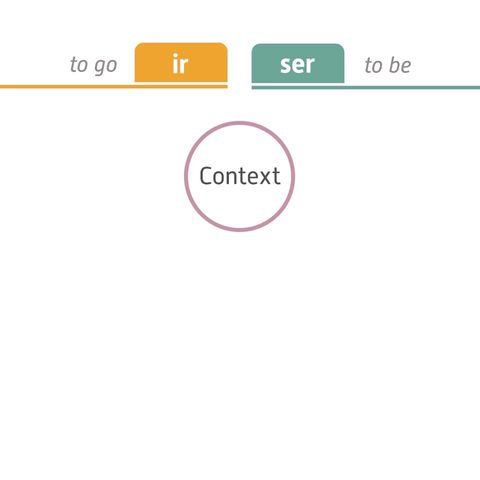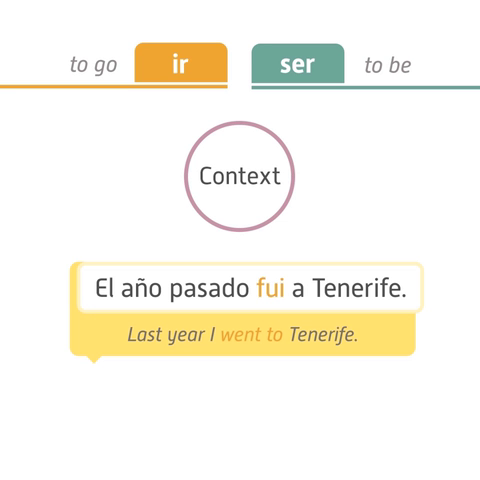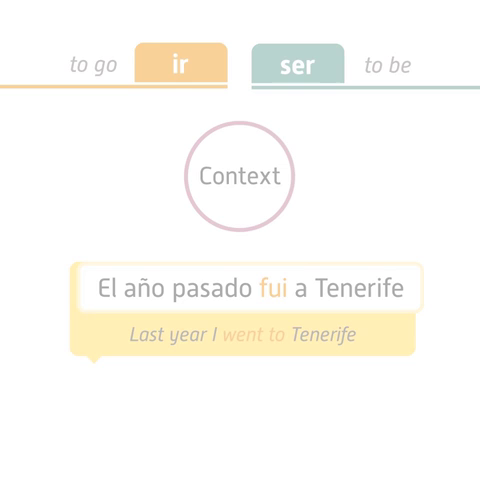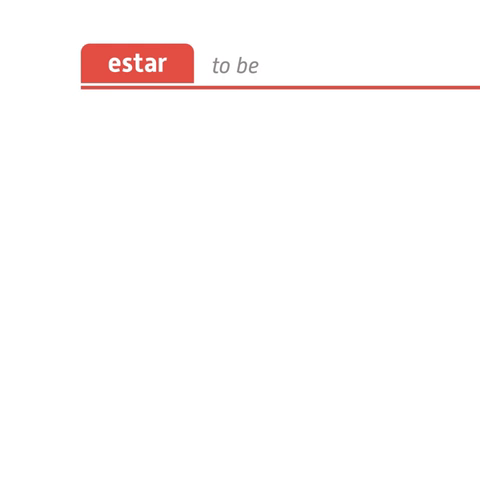Context is usually the only way to tell whether ir or ser is being used. For example, the sentence "El año pasado fui a Tenerife" is obviously "last year I went to Tenerife," and not "last year I was Tenerife." Other important irregular verbs include estar, another word for to be.